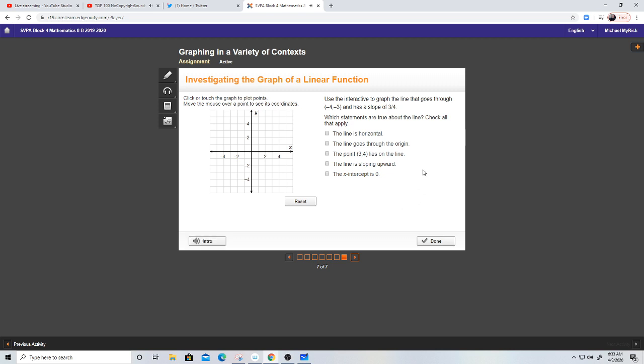Alright, use the interactive to graph the line that goes through -4, -3 and has a slope of 3/4. So cool, right? Let's do it. Good. This is a good lesson to teach. -4, -3. Okay, so just come down to the origin. Go -4, -3. Put your dot.